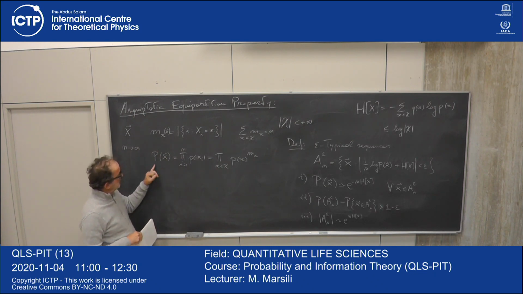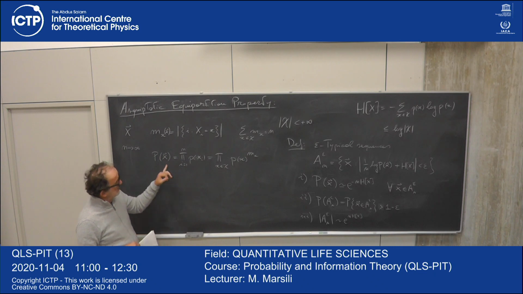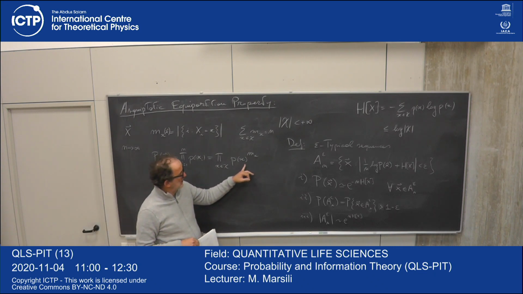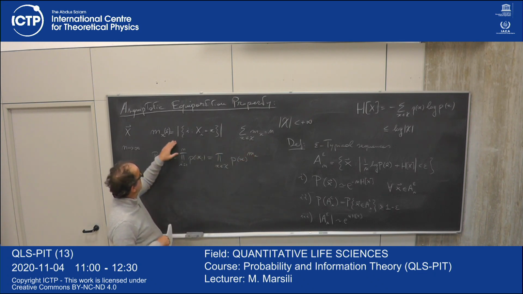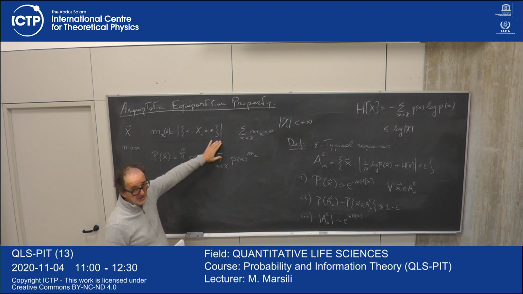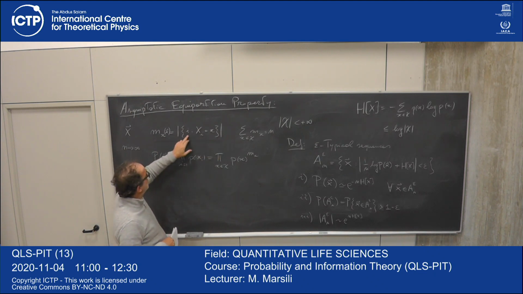Okay. You see, for a random sequence, the probability only depends on the sample through this quantity, the count: how many points in the sample are equal to x.